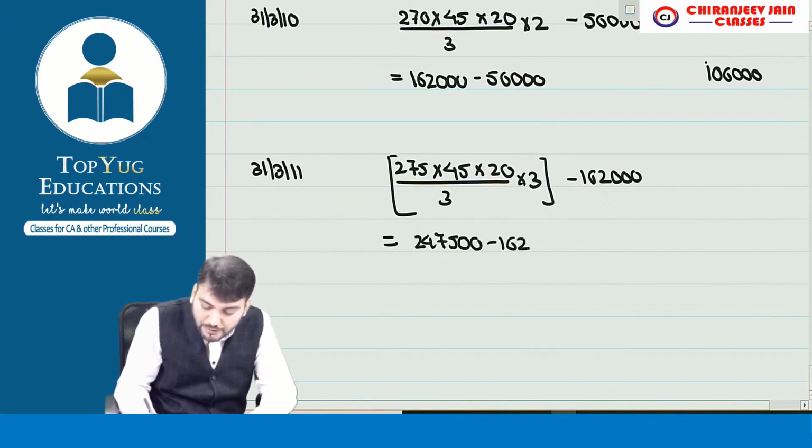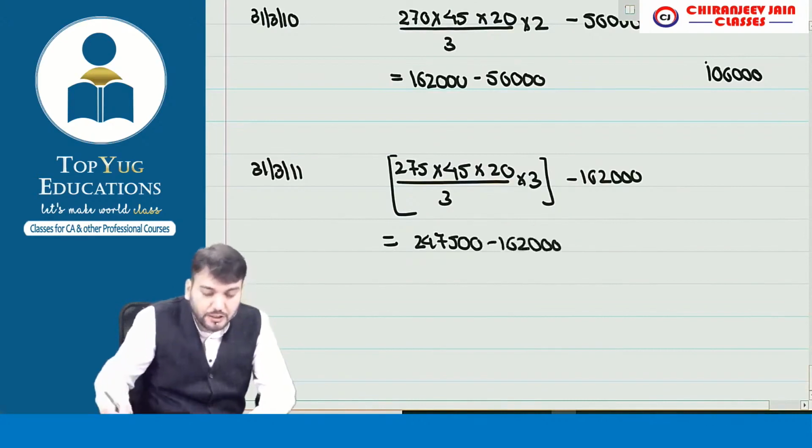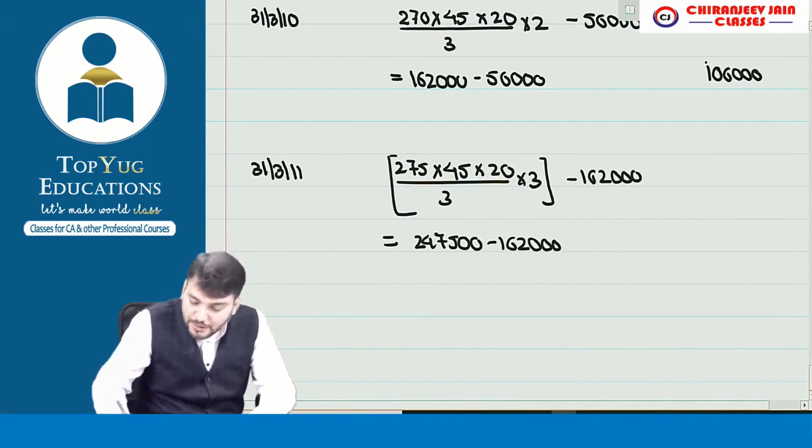2,47,500 minus 1,62,000 is equal to how much? Minus 1,62,000 is equal to 85,500. Understood?